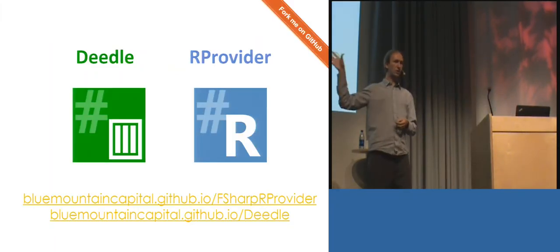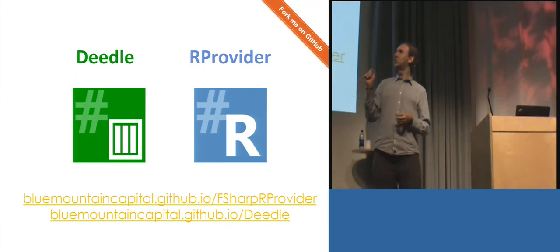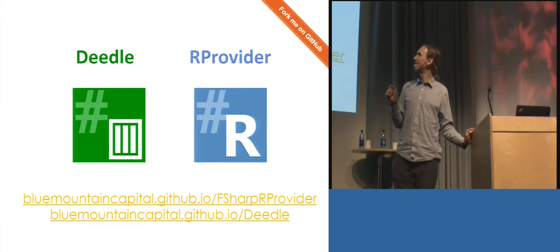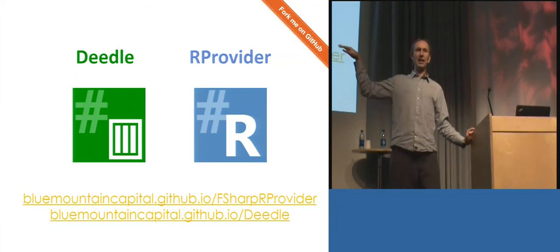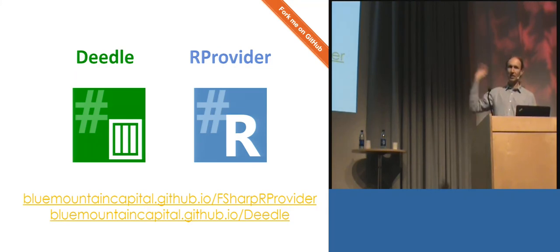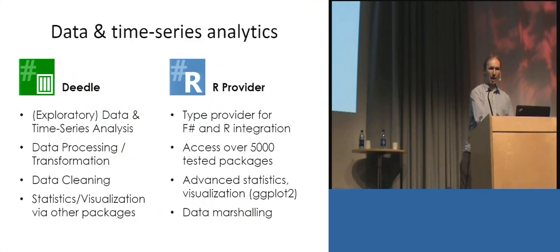We have a library called DDLE, which we figured is an acronym for .NET Exploratory Data Library, and the additional E's are for Extreme Excellence. And then there's R Provider. So what do these two libraries do?